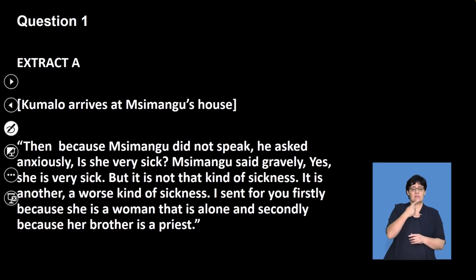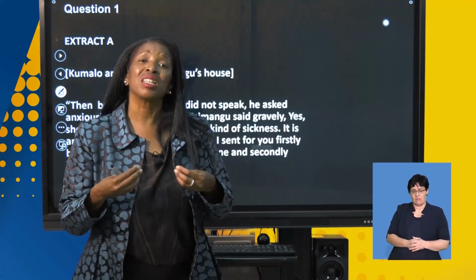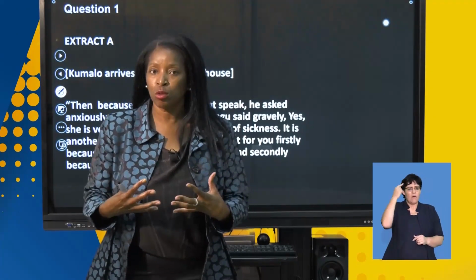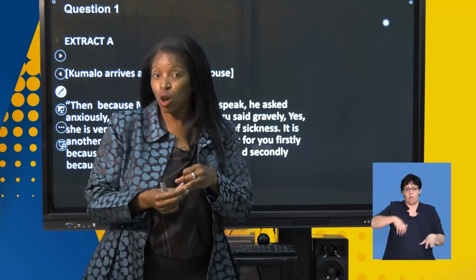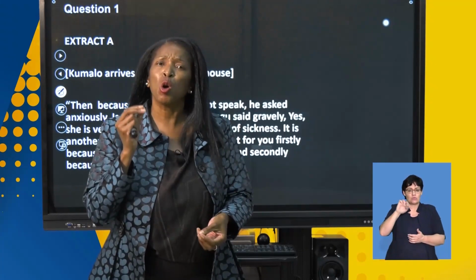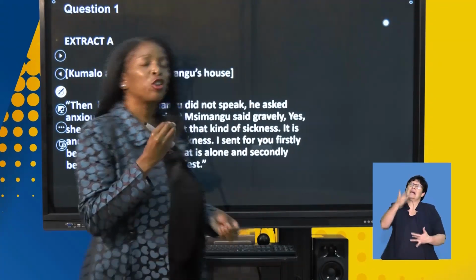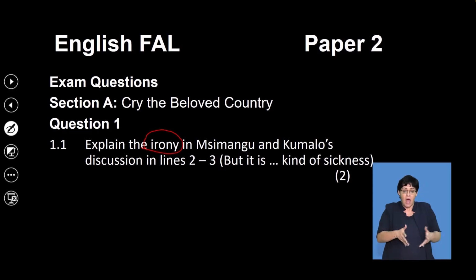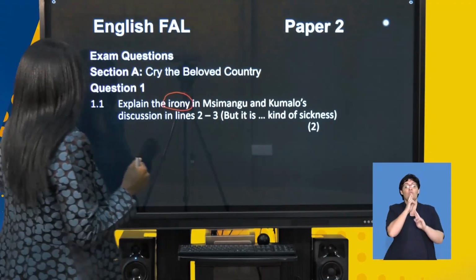Msimango says, Kumalo says, "Is she very sick?" Do you see that? And Msimango says, "She is so sick." Now, if someone says somebody is sick, what automatically happens to you? You believe that that person needs medication or maybe a doctor of sorts. But then in the discussion about Gertrude, who is so sick, it is ironic that they are saying she is very sick. And what your examiner wants you to talk about is, what is the irony of them saying that she is so sick? And here is a possible response you can give.